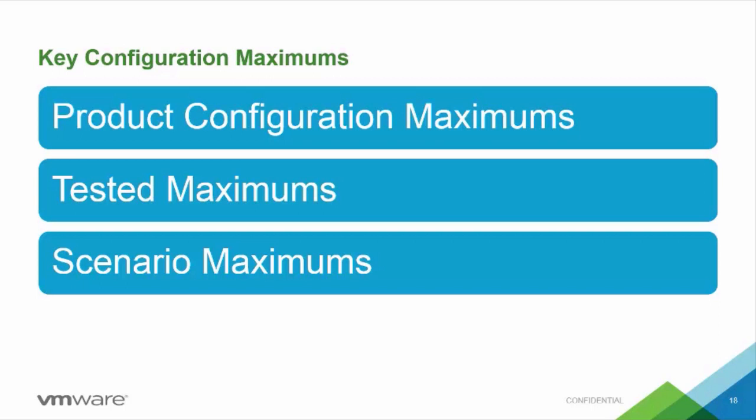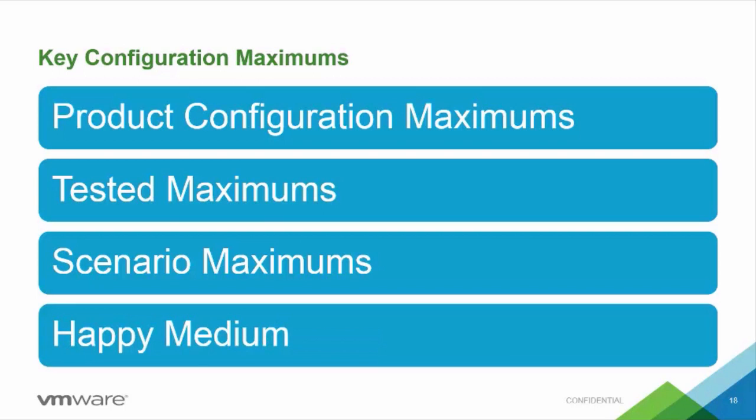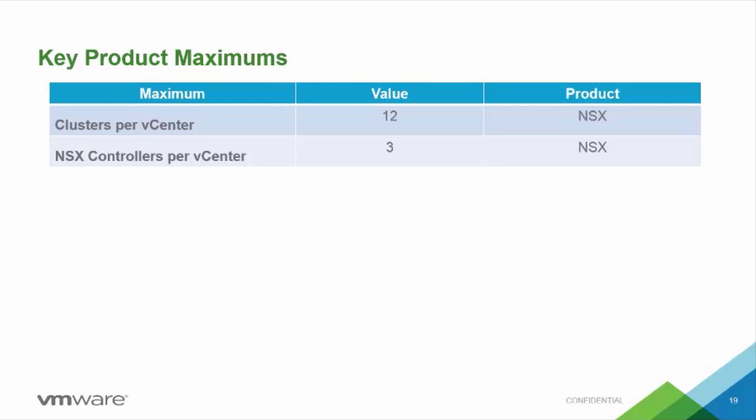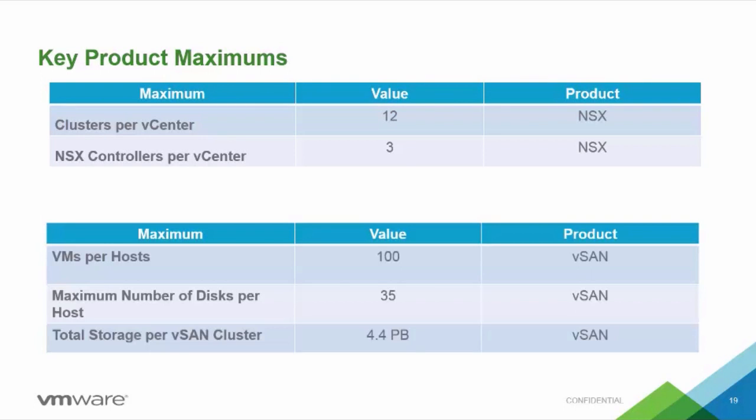And what we want from these maximums is a happy medium. We want to keep below our maximums, but we want to be able to utilize the environment as much as possible. The first set of product maximums we're going to talk about will be our NSX and vSAN maximums.